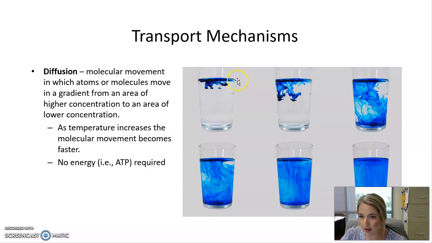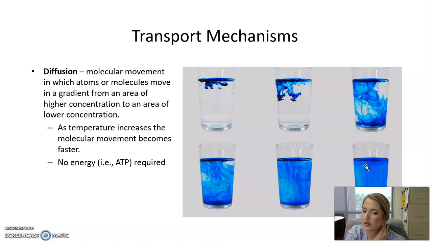Up here we have a higher concentration of this blue dye, and throughout the rest of the water glass there's a lower concentration of the blue dye since it's clear. Based on the rule of diffusion, the blue dye is going to move from the area of higher concentration up here to areas of lower concentration, the rest of the glass, until an equilibrium is established. Since you're moving with the concentration gradient, from high to low, it's like rolling down a hill, and it does not require any energy.